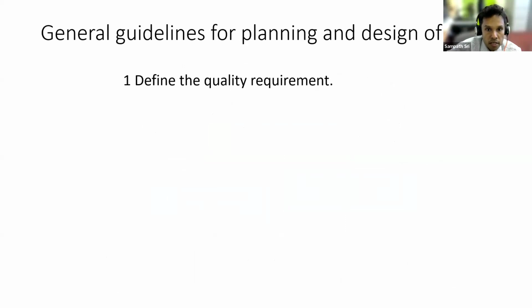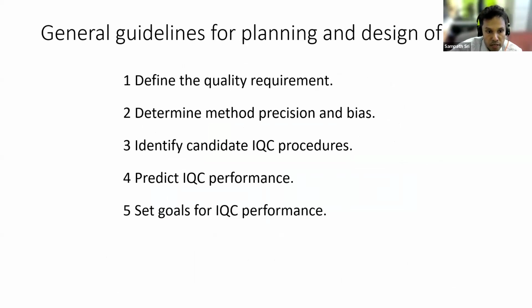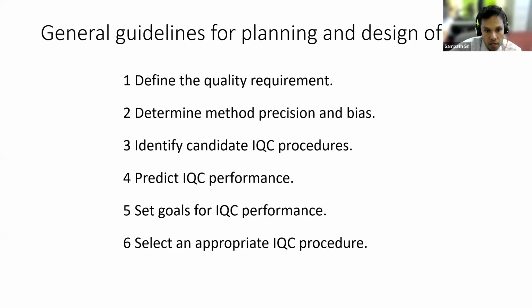So if we are going to design our IQC program, the general guideline is: first we have to define the current requirement, then determine our method precision and bias, then identify candidate IQC procedures, then predict our IQC performance, then set our goals for IQC performance, and then select an appropriate IQC procedure. There are a lot of guidelines and frameworks available to do this.